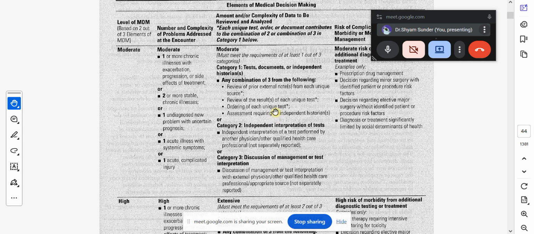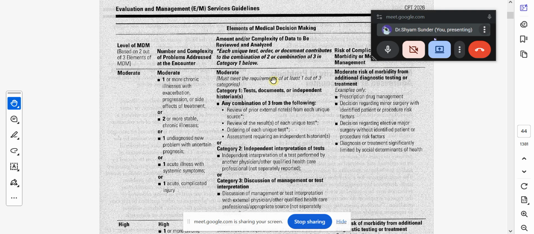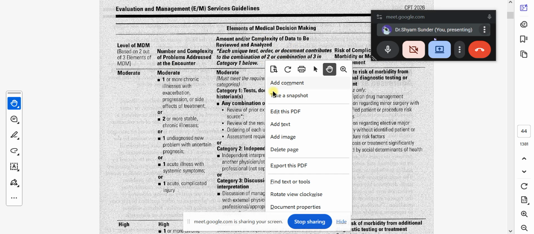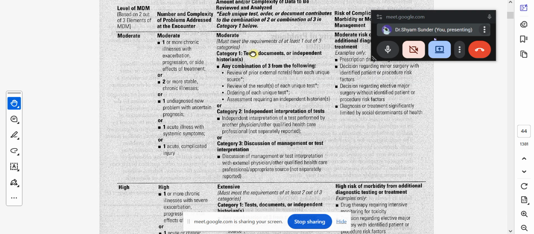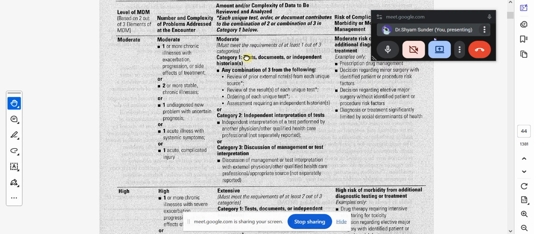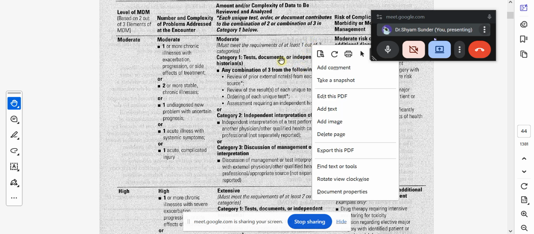Sir, to select a moderate level of MDM, out of the number of problems, complexity of data, or the risk, out of these three, at least two should be met. Yeah, we'll talk about that. So let us focus on only one element every time. We just discussed the problem. Now we are talking about the data. So when you have these three together, what we have to do, we'll discuss. Yeah, because we're going to discuss that.